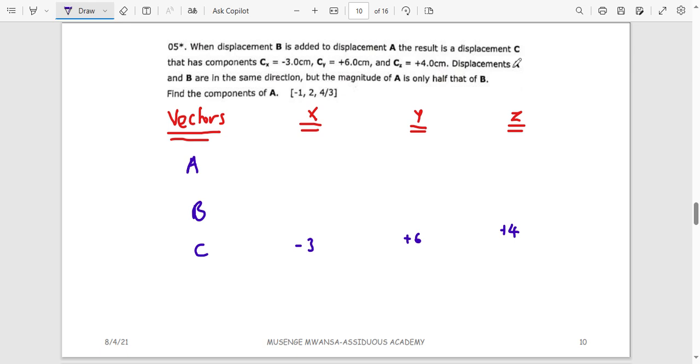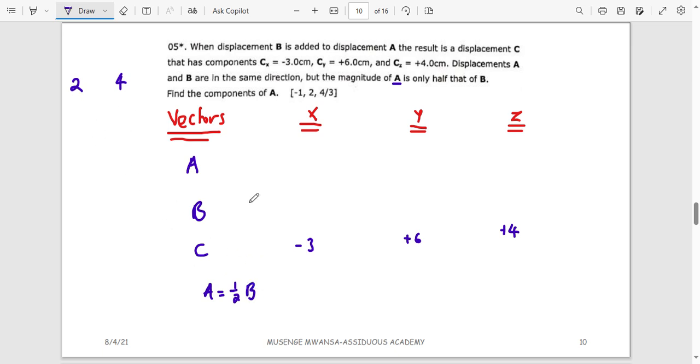But we've been told displacement A and B are in the same direction, meaning that if A is positive, B is also going to be positive. But the magnitude of A is only half that of B. So if B is 4, A is going to be 2. That is the English there. So what we are saying is that actually A is 1 over 2 B. That's the meaning. If B is 4, A is 2.